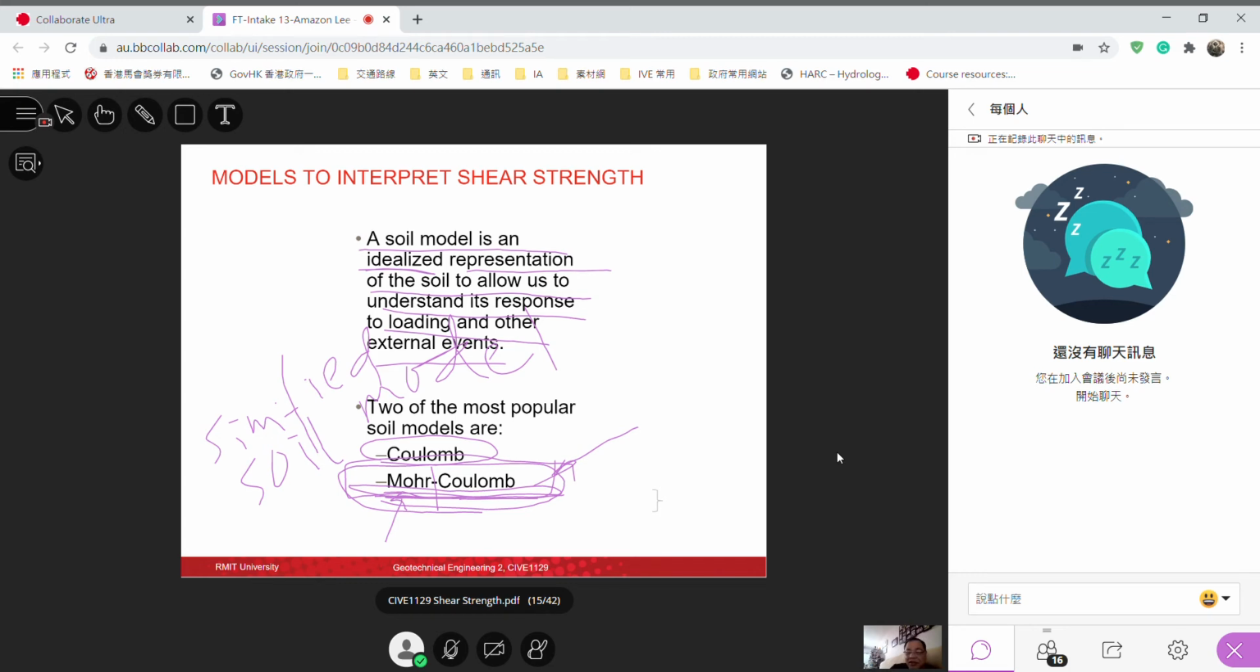When you go into postgraduate study or use some advanced geotechnical software, a lot of it says that the Mohr-Coulomb failure criteria is too simple and not truly able to represent the soil behavior. Then we have to use more and more advanced soil modeling. But for undergraduates, we learn the Mohr-Coulomb failure criteria.